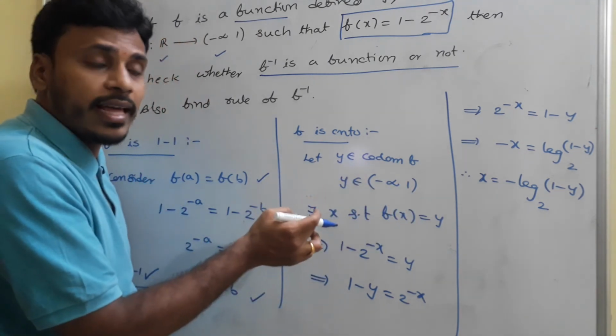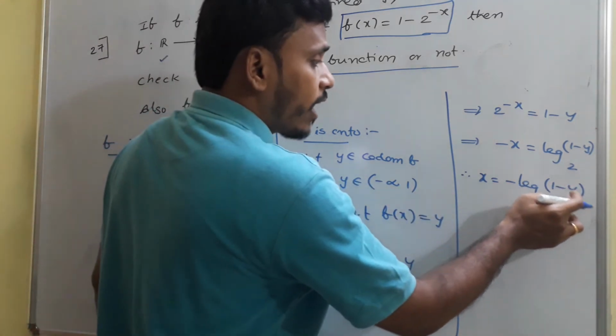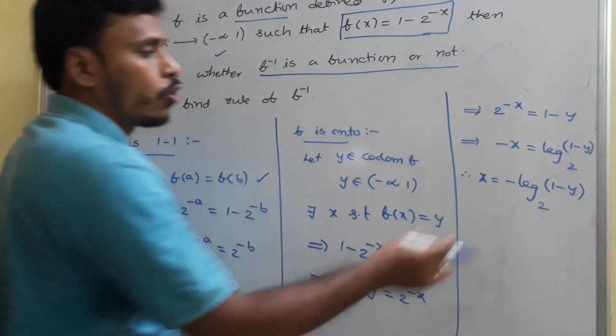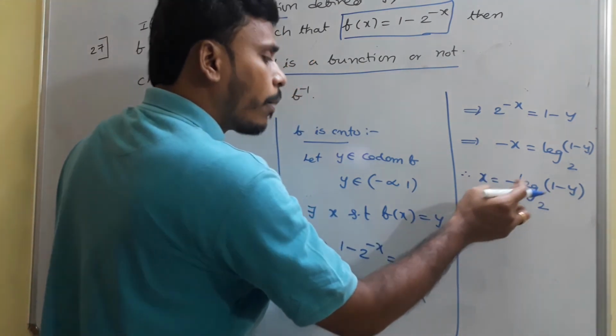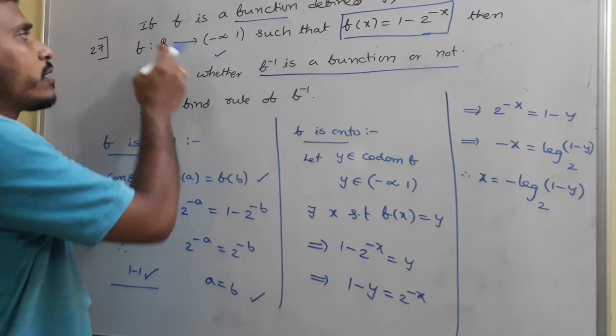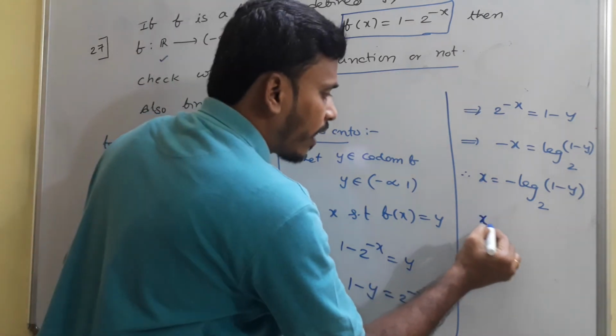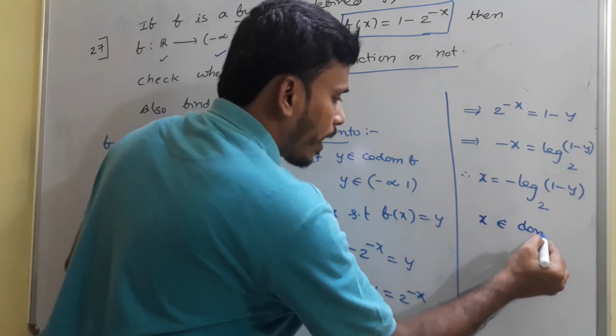Since y is less than 1, y is a lesser value. So 1 minus y is positive. The logarithm exists, and the minus of that existing number is clearly a real number. And at the end we have that x is in the domain of f.